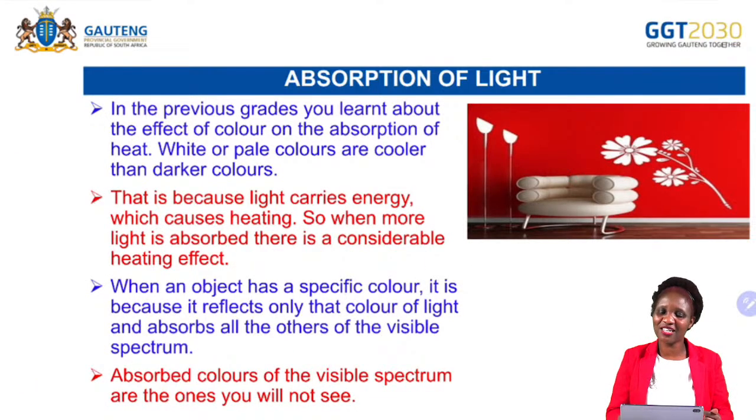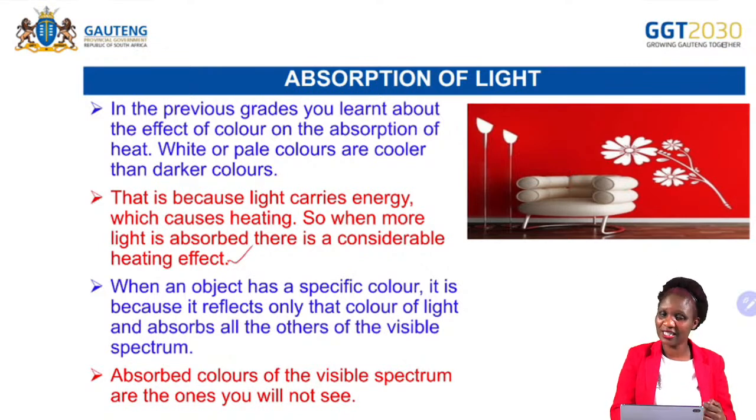In the previous grades, you learned about the effect of color, remember, on the absorption of what? Of heat. White or pale colors, they are cooler, and dark colors are what? They are warm. Okay. That is because light carries what? Light carries energy, which causes what? Which causes heating. So when more light is absorbed, there is a considerable heating effect.